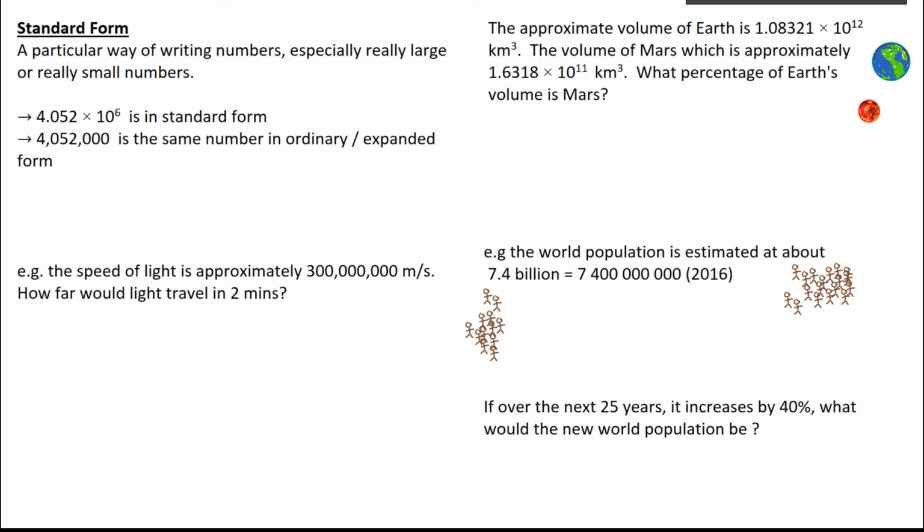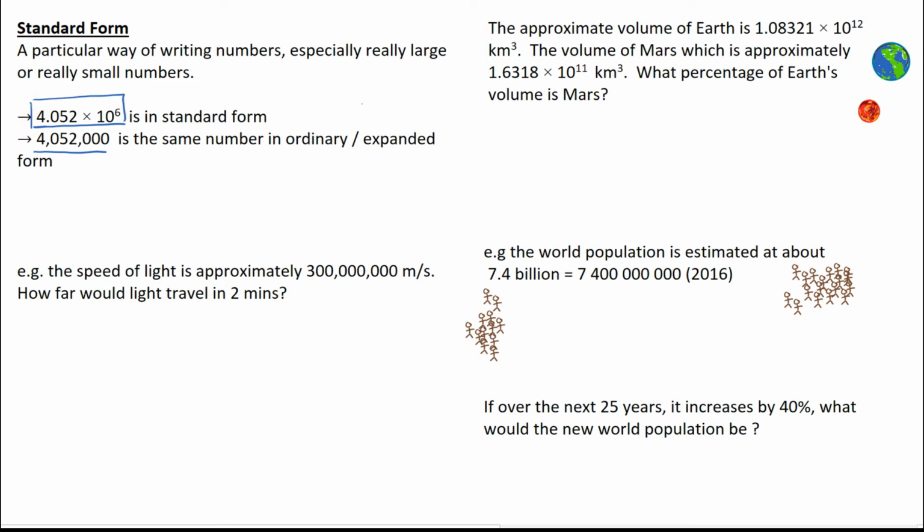If we look at this first number here, 4.052 times 10 to the power of 6, that number is written in standard form. Here is the number written in ordinary form. So this number, 4,052,000, can be written like this.